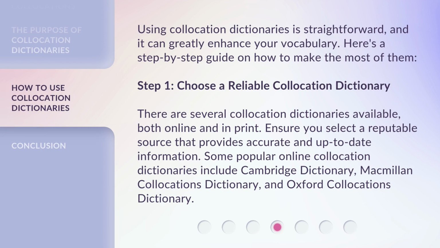Using collocation dictionaries is straightforward, and it can greatly enhance your vocabulary. Here's a step-by-step guide on how to make the most of them. Step 1. Choose a reliable collocation dictionary. There are several collocation dictionaries available, both online and in print. Ensure you select a reputable source that provides accurate and up-to-date information. Some popular online collocation dictionaries include Cambridge Dictionary, Macmillan Collocations Dictionary, and Oxford Collocations Dictionary.